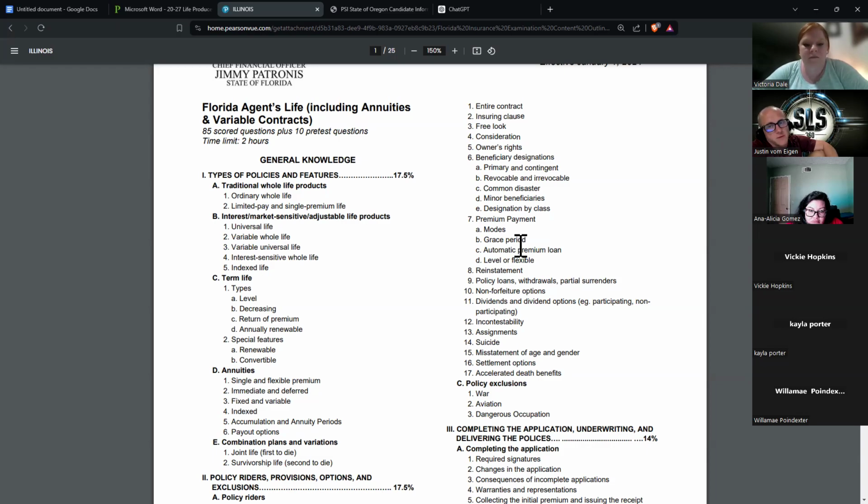Okay, level or flexible premium. So level premiums mean it's just the same all the time. Flexible means flexible. You can pay less or pay more.